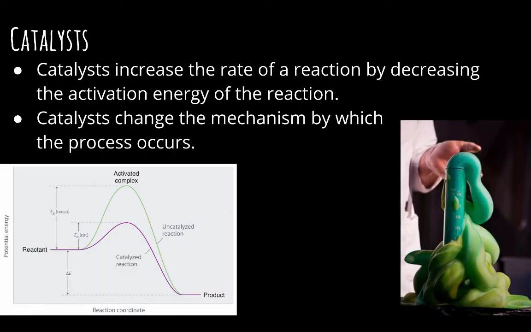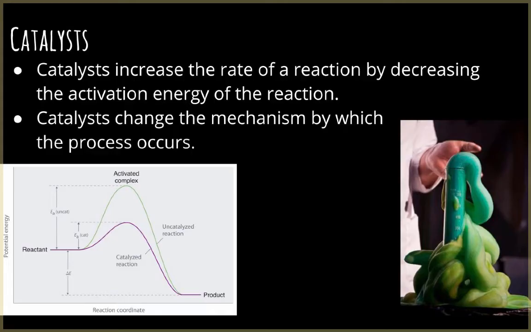Another one is a catalyst. So what a catalyst does is it increases the rate of a reaction by decreasing the activation energy of the reaction. Sometimes it also changes the mechanism by which the process occurs. So sometimes it may not only lower the activation energy, it might actually give the molecules an alternate pathway. So instead of something happening in one step, it might split the steps up and have a reaction happen in two steps. And that two-step reaction actually sometimes can be faster than it happening in one step on its own.